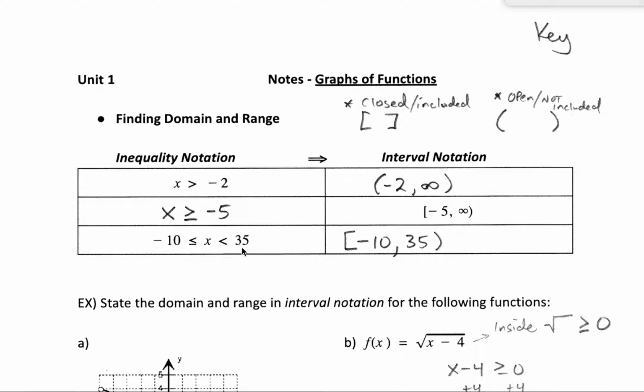Lastly, let's talk about some in-between values. This is what we do a lot using interval notation. Over here in the inequality, we're talking about values that are in between -10 and 35, but including -10, not including 35. So we're going to say -10 and use a bracket because we're including it, over to 35, but we're not including 35, so we'll put a parenthesis on it.